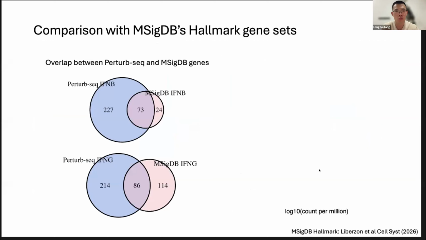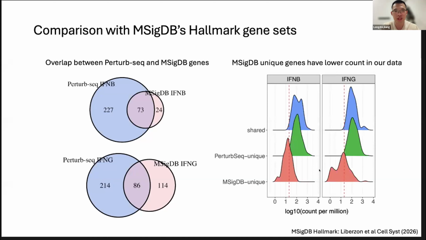To better understand what these unique genes are, we went back to our Perturb-seq sequencing data and found that the MSigDB unique genes seem to have a lower overall count compared to the shared genes and our Perturb-seq unique genes. Many factors could contribute to this. For example, the difference in the cell lines that MSigDB used and the cell lines that we used. MSigDB usually uses one or two cell lines to extract the pathway gene list, while in our study, we used a total of 6 different cell lines.